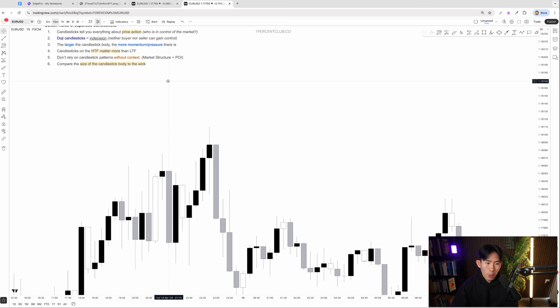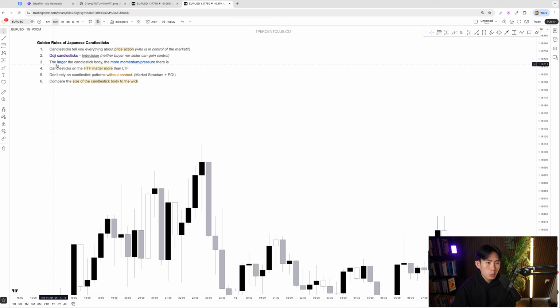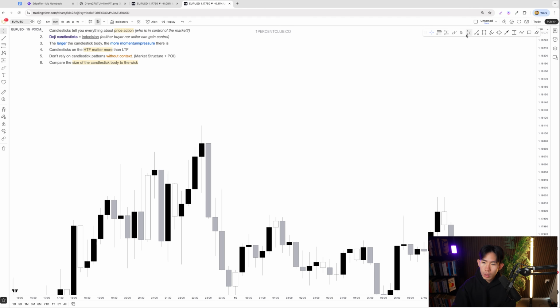So that's the other tip I want to give you: don't just focus on the doji candlesticks, but focus on the context in which they appear and what price does after they appear in the market. Next one is, the larger the candlestick body, the more momentum or pressure there is. I've already covered this briefly just now. Look at this big bearish candlestick right here.